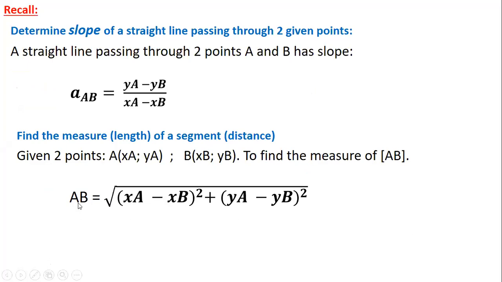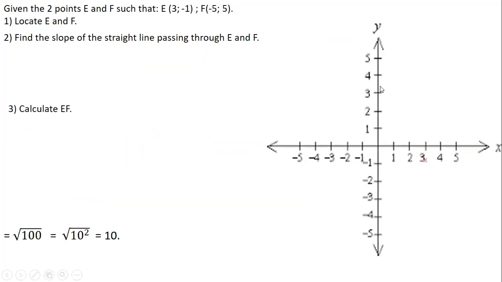Again, it's not always named A, B. It might be MN, EF, PQ, AB. Whatever it is named, I change the letters I use here. So if it is MN, it will be XM minus XN plus YM minus YN. If it is for example DE, I will say XD minus XE plus YD minus YE. That's it. Let me continue.